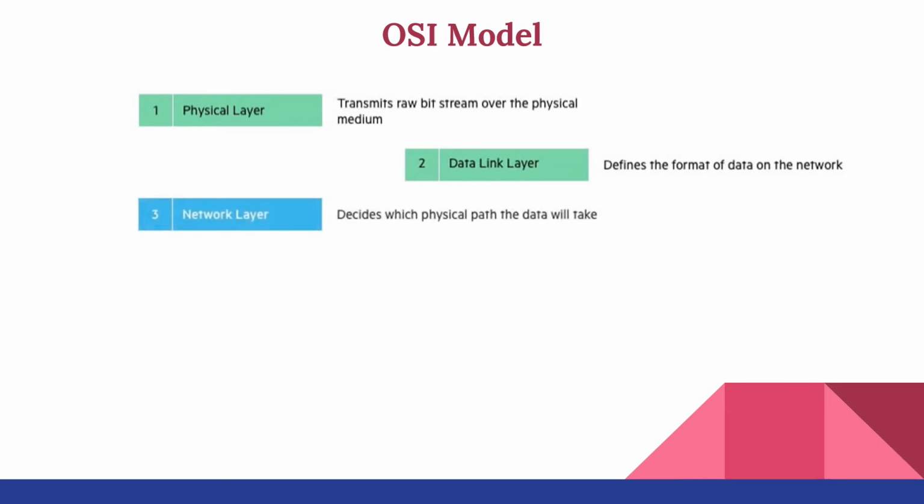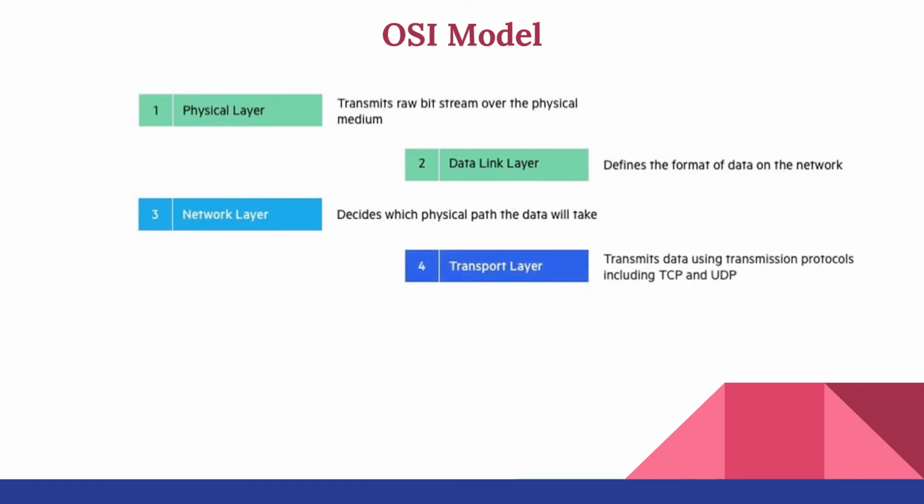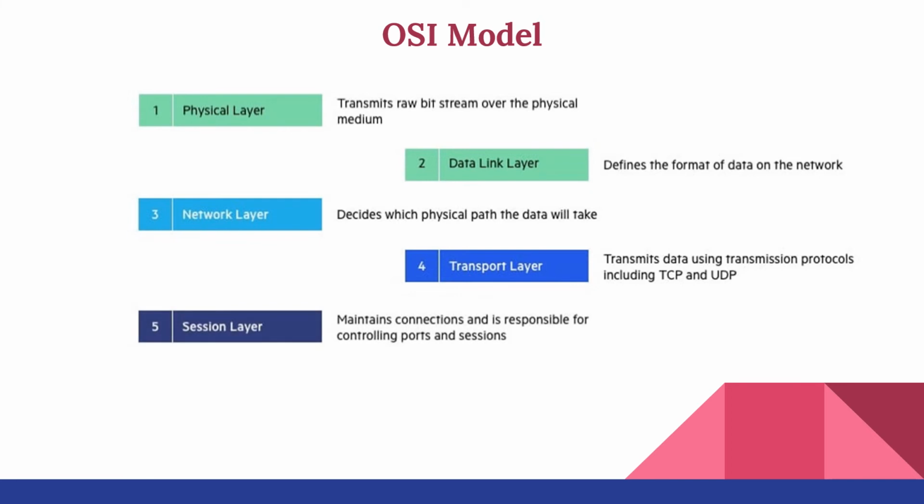Third, that is network layer, which decides which physical path the data will take. Fourth, transport layer, which transmits data using transmission protocols, including TCP and UDP. Fifth, session layer, which maintains connections and is responsible for controlling ports and sessions.